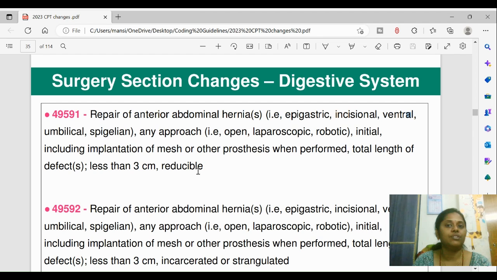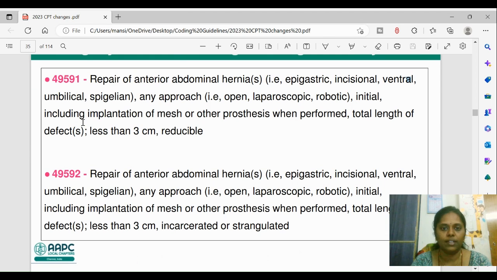Okay, then we have to give any of these hernias, any approach, initial, reducible, less than 3 centimeters, and mesh. This includes mesh or any other processes implantation. We will give 49591. Okay, let us see the next one.